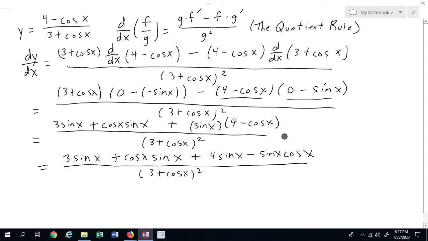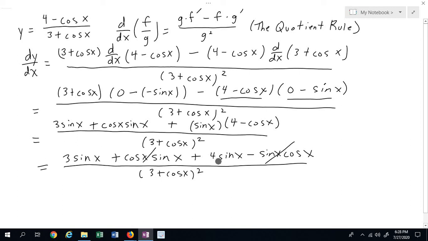Now let's see if we can simplify this. Notice here that you have a positive cosine of x times the sine of x, and over here you have a minus sine of x cosine of x. Those cancel out. If you want, you can rearrange the order of these and write it as cosine of x and then sine of x. These two terms cancel out because this one's a plus cosine x sine x, and this one's a minus cosine x sine x, if you change the order of these two. So those cancel out.